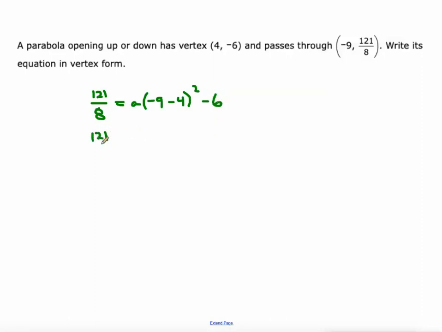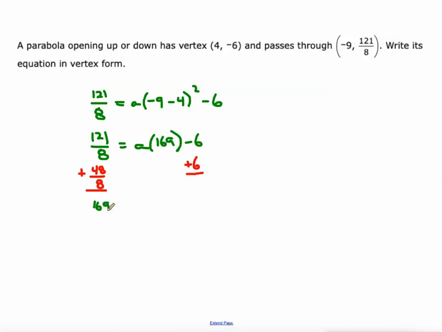Here we go. So I'll do some simplifying here. -9 minus 4 is -13, and -13 squared is 169. So did a couple things there. Then we have to add 6 to both sides. So if I add 6 over here, that'll create 0. Over here, I'll add 6 as well, but I'm going to look at it as 48/8. 48/8 is 6. And that'll make things, I'll have a common denominator then.